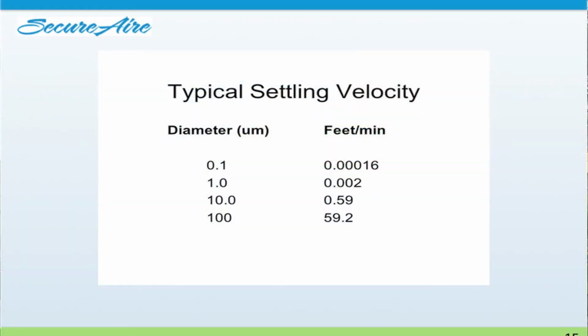This chart shows various particle sizes and what its settling velocity would be in air that isn't being stirred up. So it says that 100 micron particle, that's the size of 1 grain of pollen, would move about 59 feet in 60 seconds, or 1 foot per second. That's how long it would take pollen to settle to the ground. And a particle that's 0.1 microns, that would be bacteria, would move only 16 billionths of a foot in a minute. That essentially makes it suspended permanently.